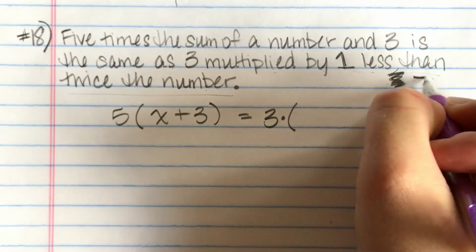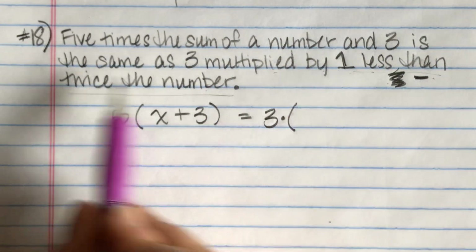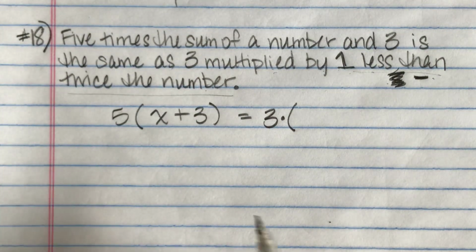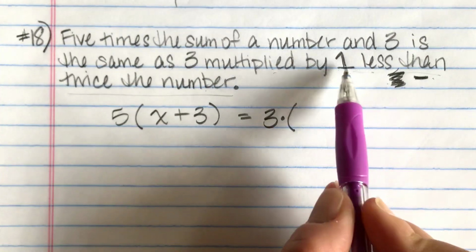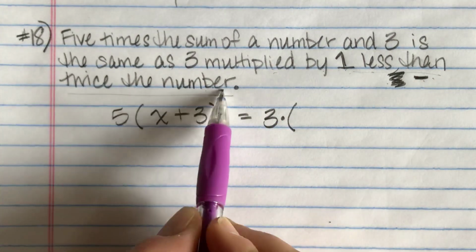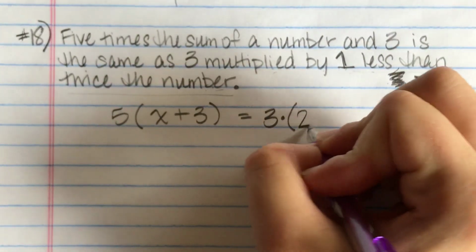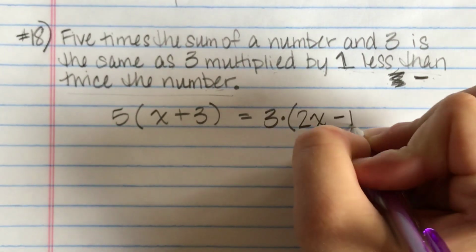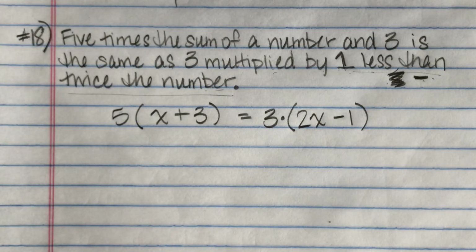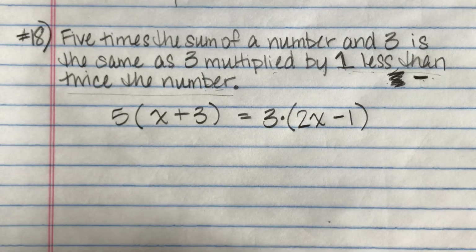So this is a subtraction phrase, 1 less than twice the number. Where it gets weird is I don't take 1 and subtract twice the number. I'm actually doing 2x minus 1 in this situation. Again, if I think about that whole thing, I'm just going to come down here to the edge.